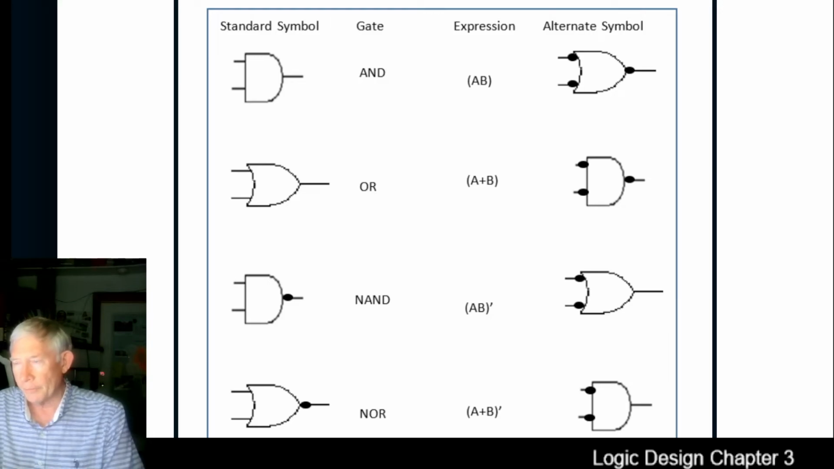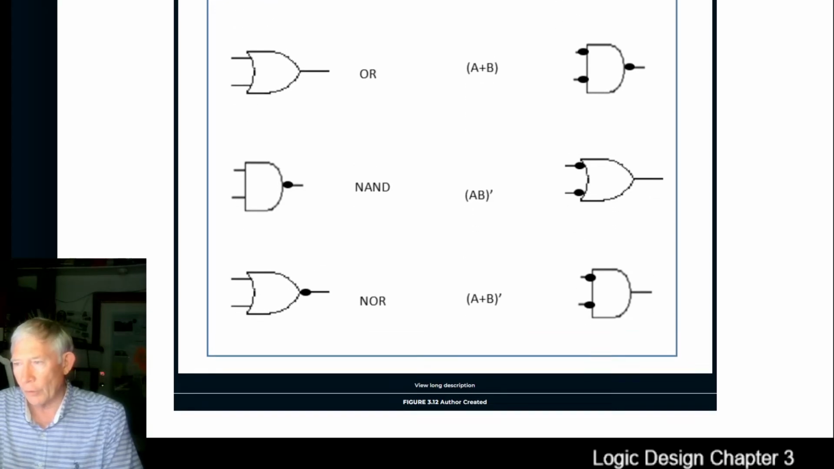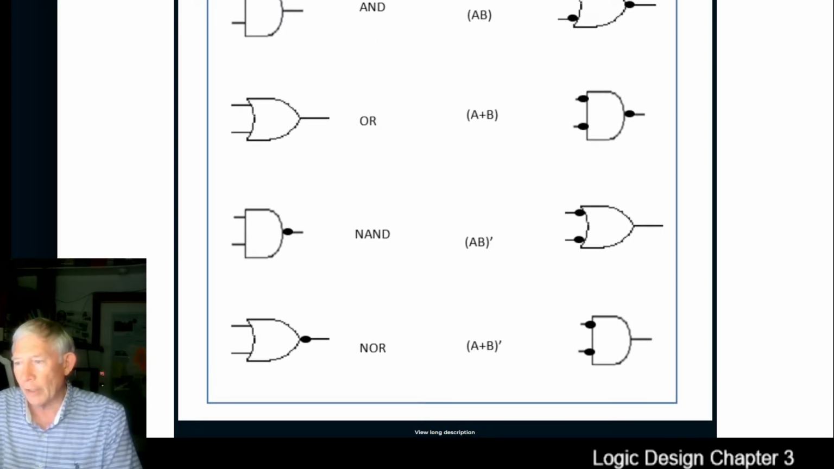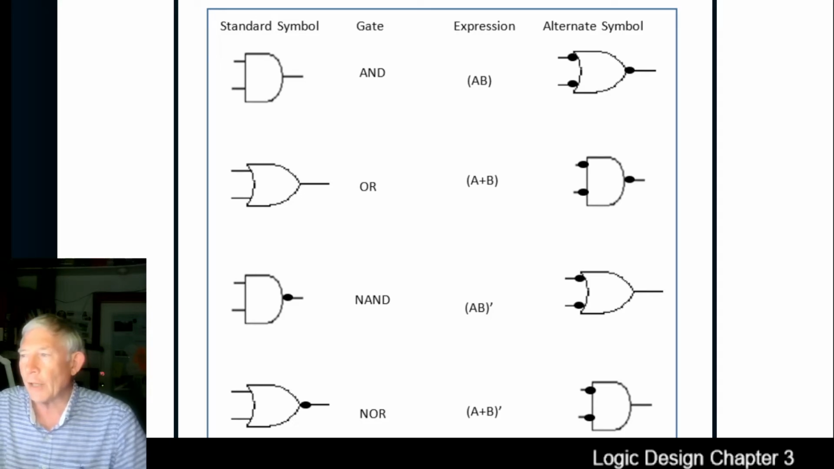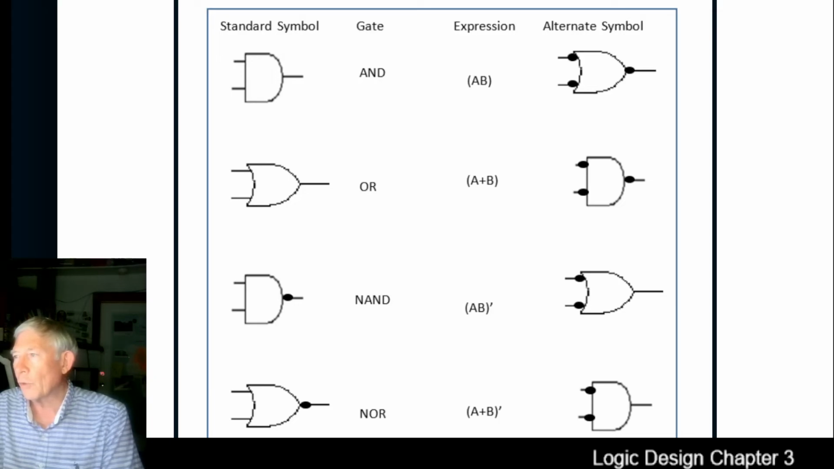We have an AND gate, an OR gate, and I didn't do the exclusive OR gates, but a NAND gate and a NOR gate. Now, if you look at these, you can represent an AND gate by substituting an OR gate with a bubble on all of the inputs and the output. There's only one output. And you can do the same for an OR gate by substituting an AND gate with bubbles on all the inputs and the output.